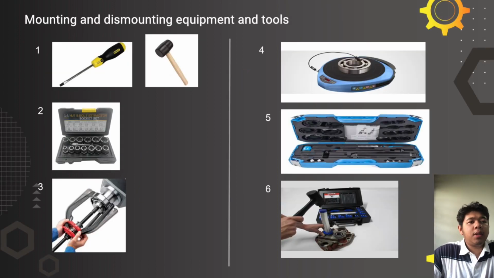These are the mounting and dismounting equipment and tools. Number one, screwdriver and hammer. Number two, socket extractor or wrench tools. Number three, bearing puller. Number four, bearing heaters. Number five, mounting and dismounting kits. And lastly, impact fitting tools.